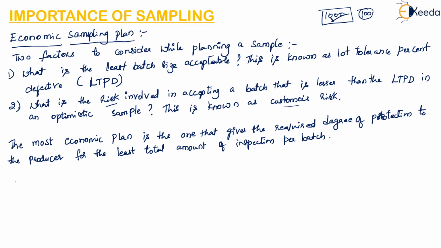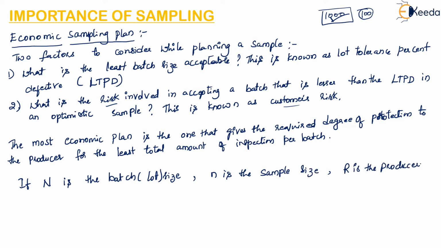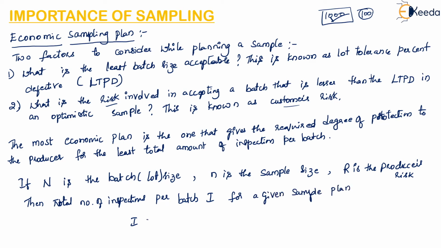The total inspection I in the long run for a given sample size is given by: capital N is the batch size, that is the lot size, small n is the sample size, R is the producer's risk. Then the total number of inspections per batch, that is I, for a given sample plan can be written as I equals small n, the sample size, plus capital N, the lot size, minus small n, into R, the producer's risk.